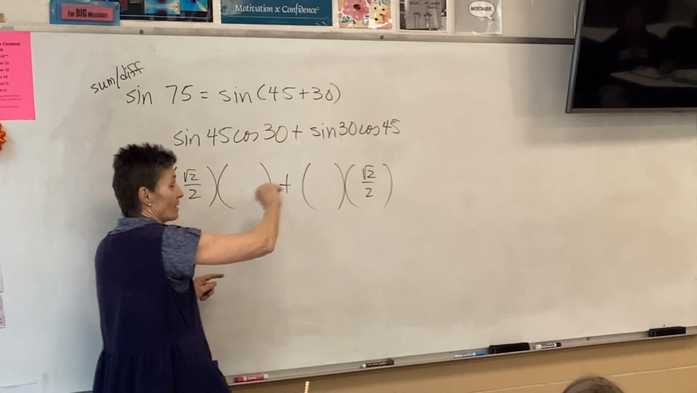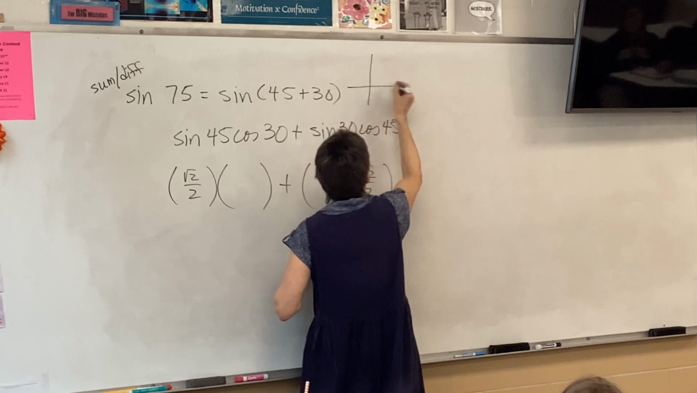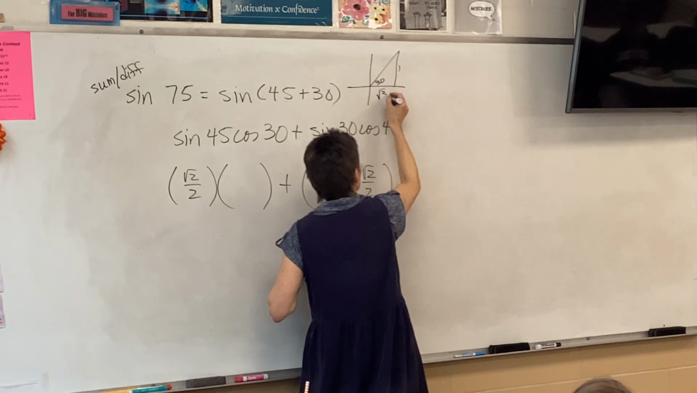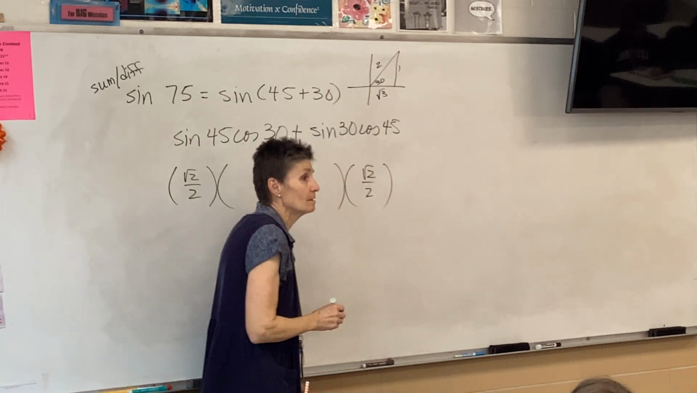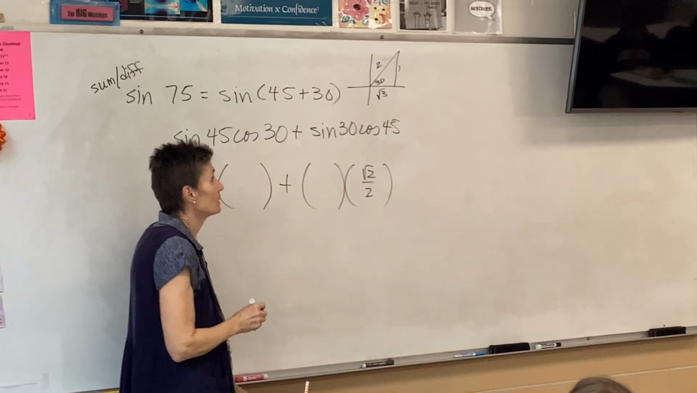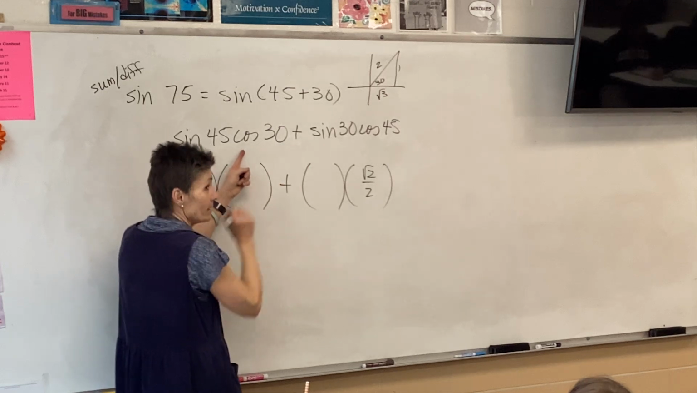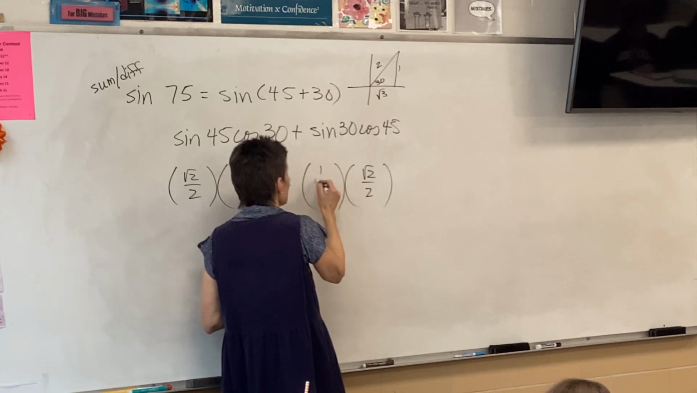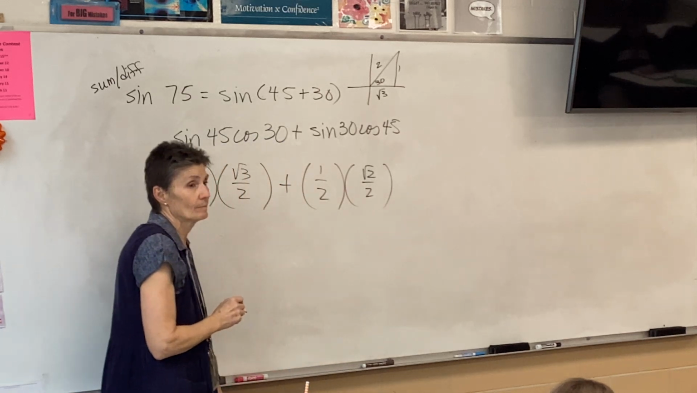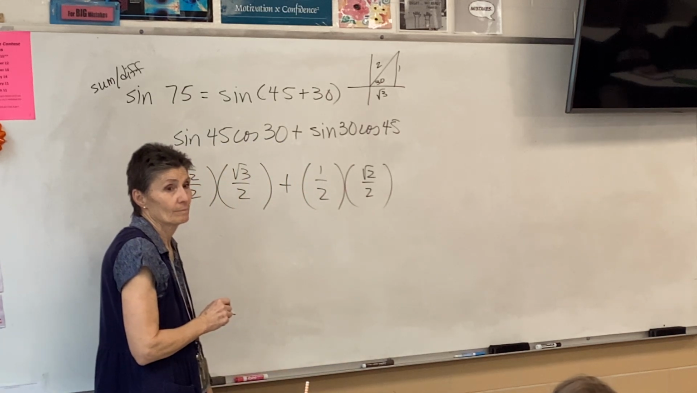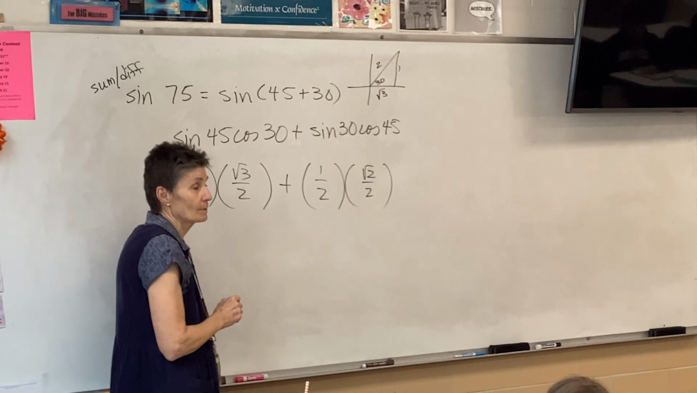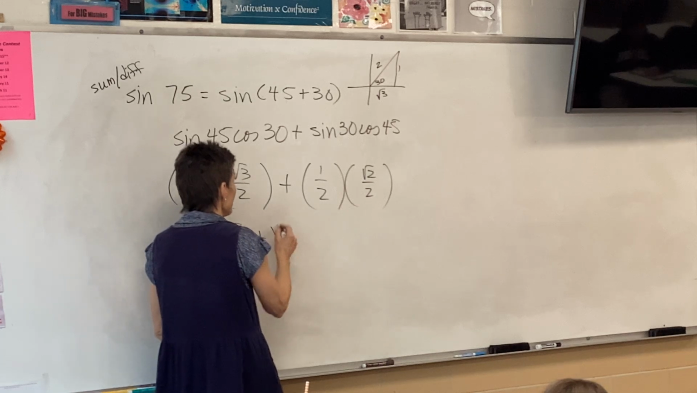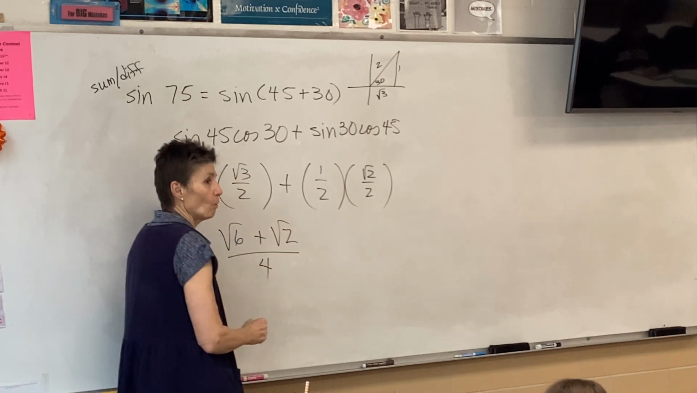Now, 30 on the other hand, you might need to draw a triangle to remind yourself that the numbers are situated like that for 30. So the cosine is root 3 over 2, and the sine is 1/2. So we're gonna have root 6 plus root 2 over 4.